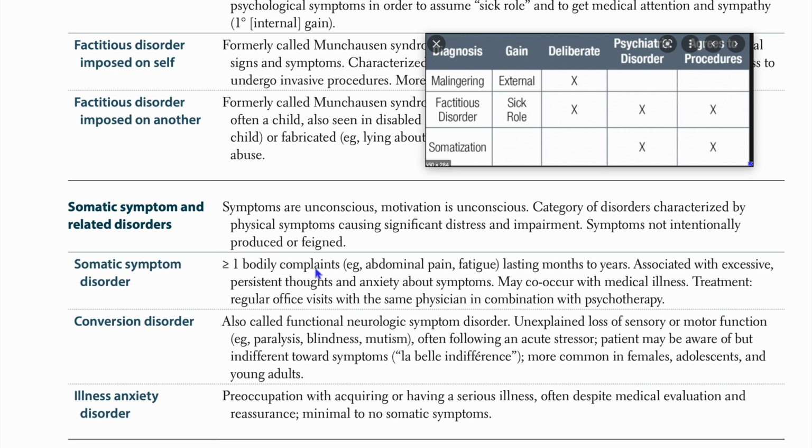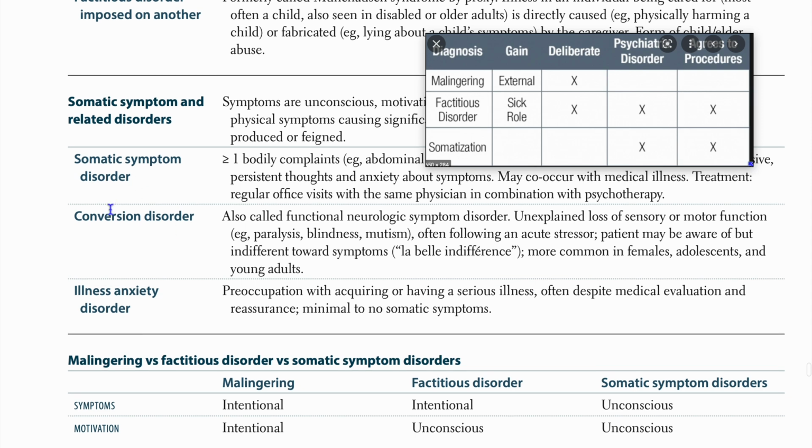It's one or more bodily complaints, for example, abdominal pain and fatigue, lasting months to years, associated with excessive persistent thoughts and anxiety about symptoms, may co-occur with medical illness. Treatment is regular office visits with the same physician in combination with psychotherapy. Yes, that. And the bodily pain, so like abdominal pain or fatigue. Okay. Conversion disorder. It's also called functional neurologic symptom disorder.